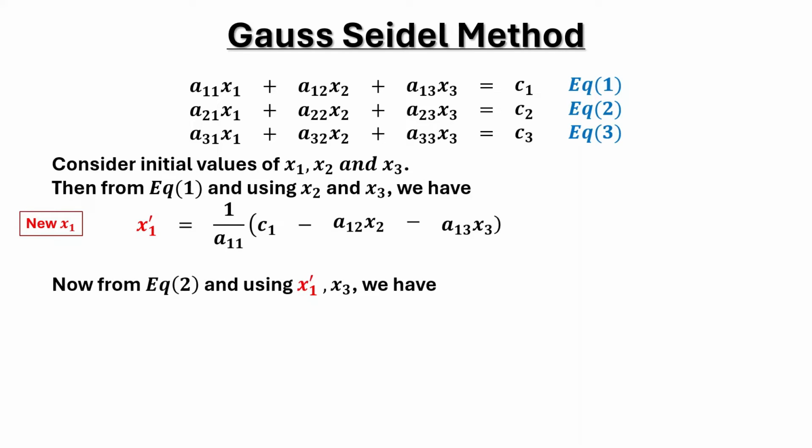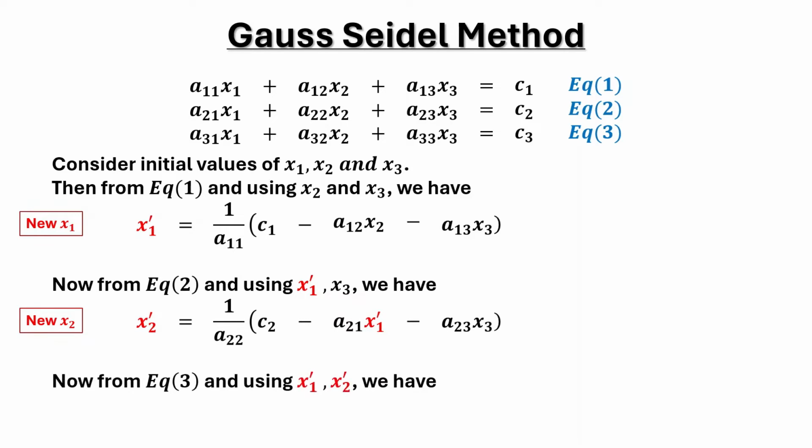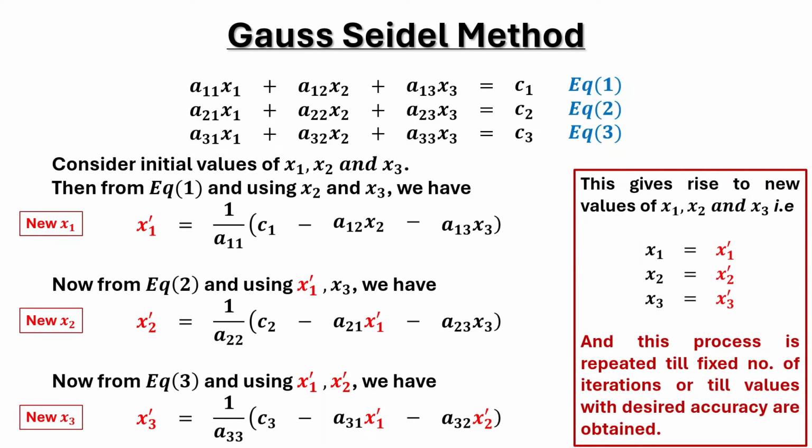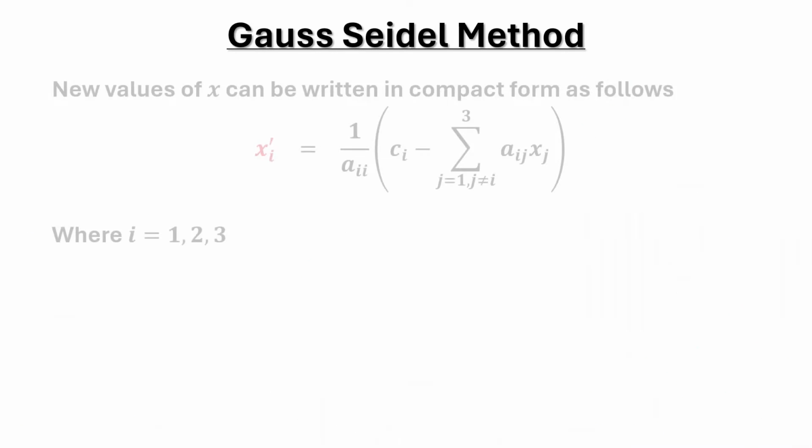Now from equation 2 and using x1 prime and x3, we have new value of x2 denoted by x2 prime. And similarly from equation 3 and using x1 prime and x2 prime, we have new value of x3 denoted by x3 prime. This gives rise to new values of x1, x2, and x3, and this process is repeated till fixed number of iterations or till values with desired accuracy are obtained.